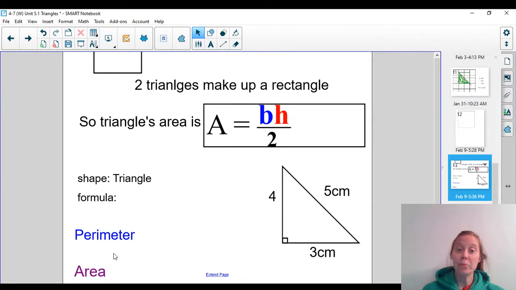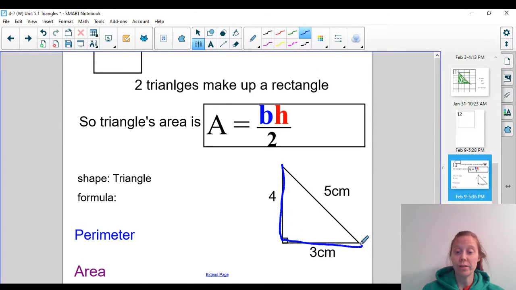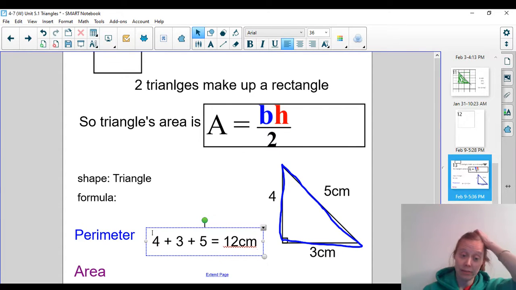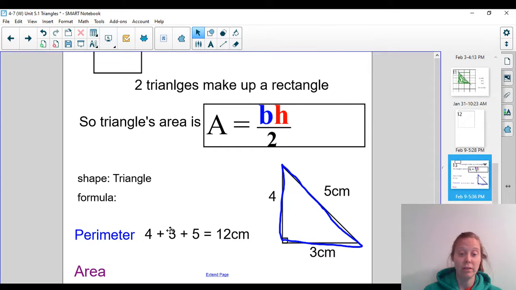If we're thinking about perimeter, remember that's when we add around the outside. So I'm going to go 4 plus 3 plus 5, and that's going to give me the answer for perimeter. So 4 plus 3 plus 5 equals, how much does that equal? 8, 9, 10, 11, 12 centimeters, and that's the perimeter of this triangle.